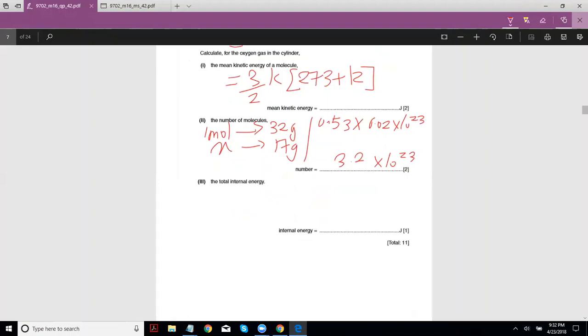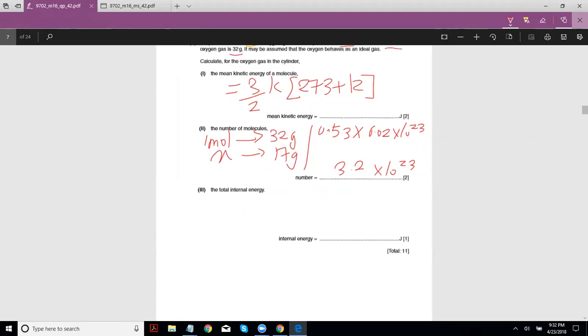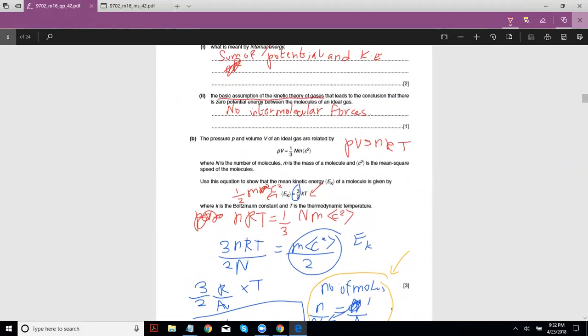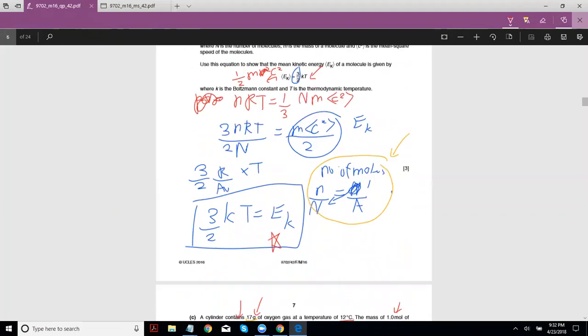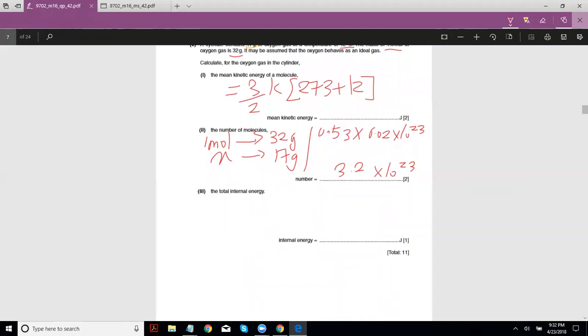Now they want the total internal energy, and here's something that you have to use from the previous part that we wrote here. The idea is that there is zero potential energy in an ideal gas because there are no intermolecular forces. So internal energy only depends on kinetic energy, since there is no potential energy in an ideal gas. So you just have to calculate the total kinetic energy.